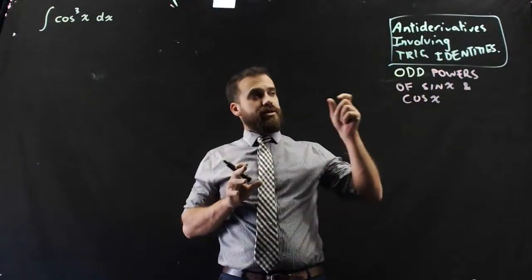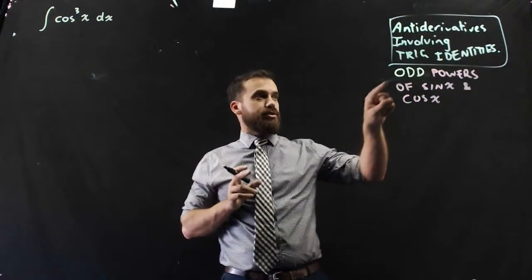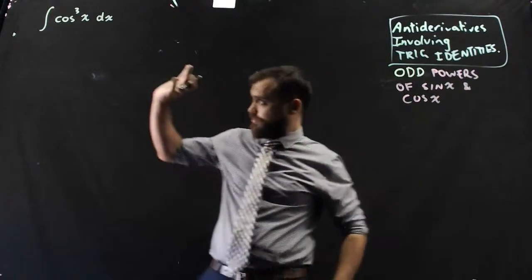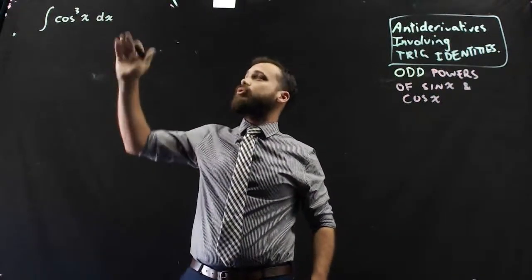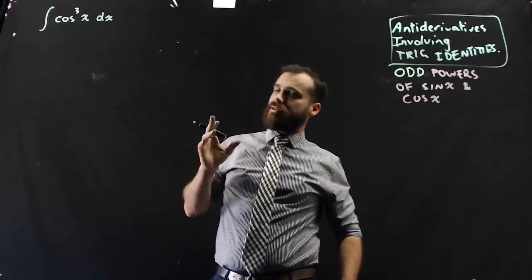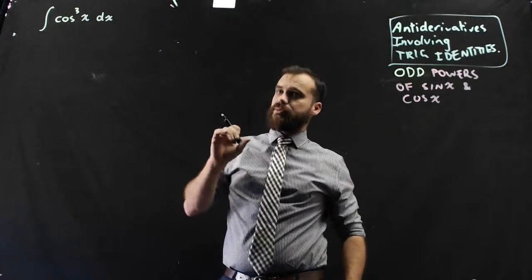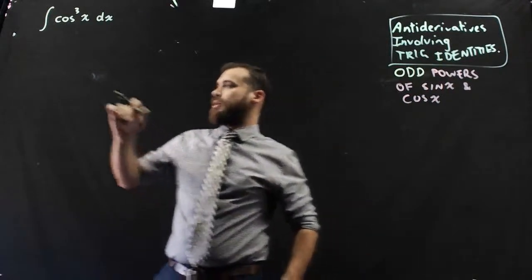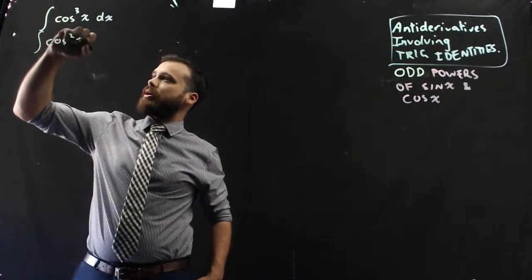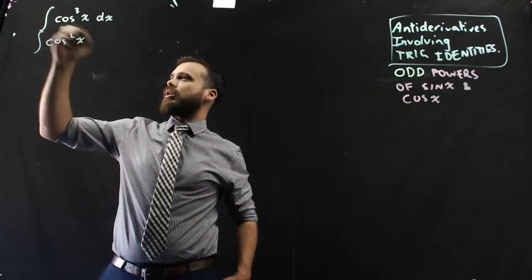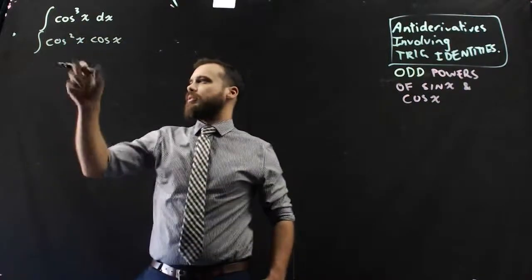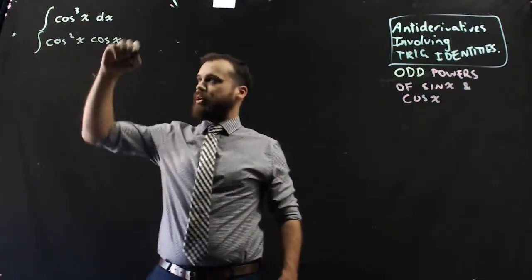Alright, so another antiderivative involving trig identities. This time we're doing odd powers of sin x and cos x. Jumping straight into it: the integral of cos cubed x with respect to x, that's an odd power. Usually the way you get around these odd powers is by using a trig identity, and I can write that as cos squared x times cos x. Cos squared x times cos x is cos cubed x.